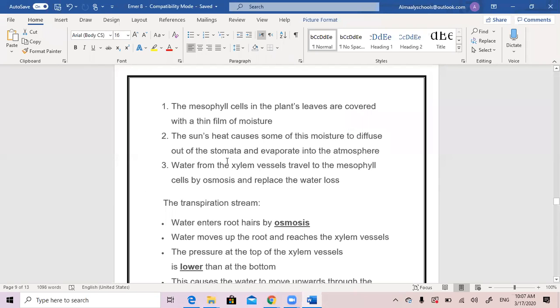Who knows what mesophyll is? Do you remember? Who knows what a mesophyll is? Okay, I will choose this one. I want to hear you. Another one. I don't hear. Another one. What is the mesophyll tissue? You remember? I will choose Al-Hawari.